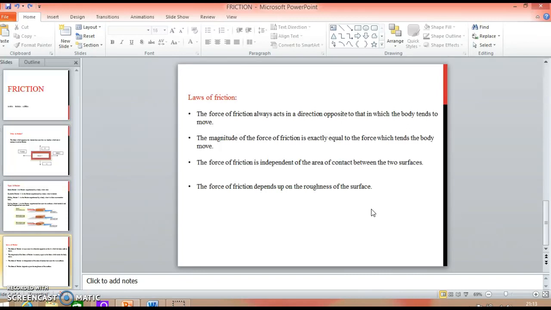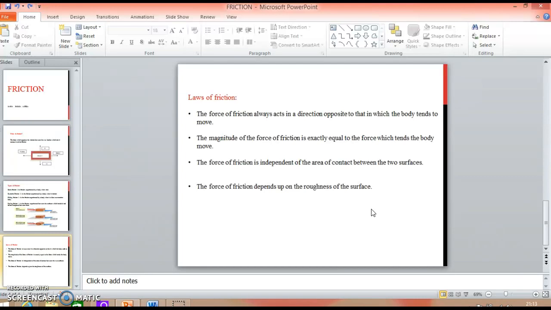So what is the use of this friction? The friction is always essential in our day-to-day life. Without friction, we can't even walk on the floor. There should be some friction between our foot and the floor. If there is no friction, we will slide and we can't even stand properly.